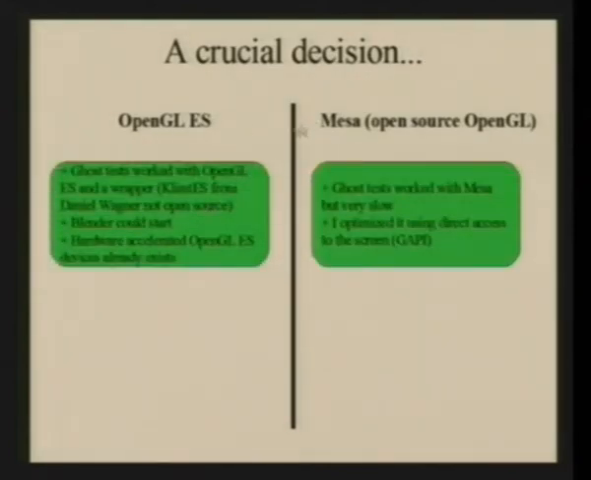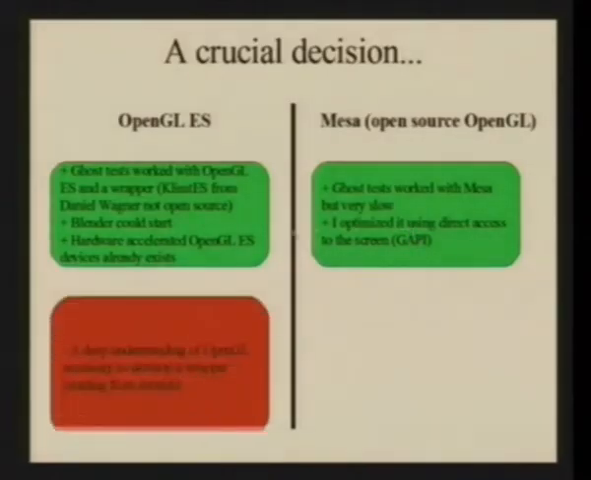So the good point for OpenGL ES was that my first tests for Ghost were working very good with a wrapper provided to me by Daniel Wagner. But this wrapper was not open source, and he only provided it to me to work, but I couldn't really work on that. Blender could start. If you want, I could show you the first picture, but it has nothing to do with Blender. It was only starting, and you could see the screens, but that was also a good point.